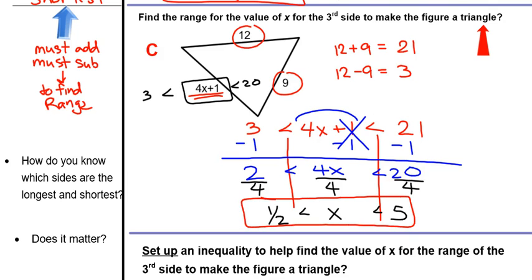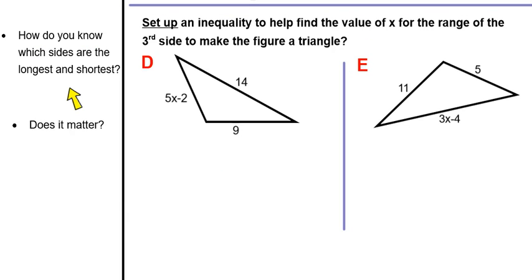What I would like you to do now is to pause your video and set up the next 2 questions, and I will help you make sure that you got them right. All right, for these next 2 questions, before we get started, I want you to pay attention to the left side of your page here. It says, how do you know which sides are the longest and the shortest? And then the question is, does it really matter? And in this case, it does not really matter. If you know 2 of the sides, those are the sides that you will be adding or subtracting to set up your inequality. So let me get these written and we will check your work.